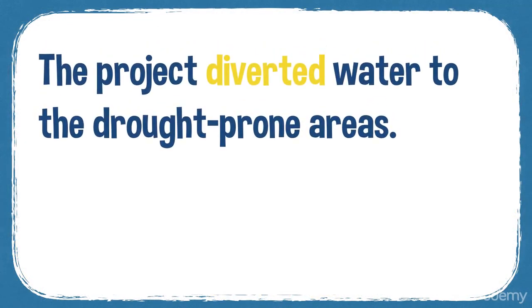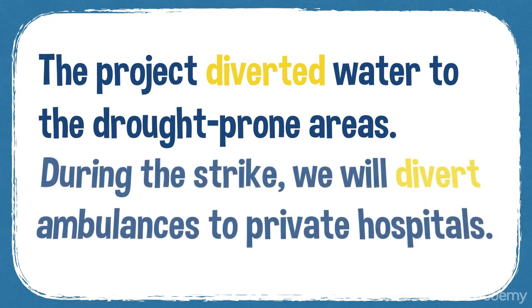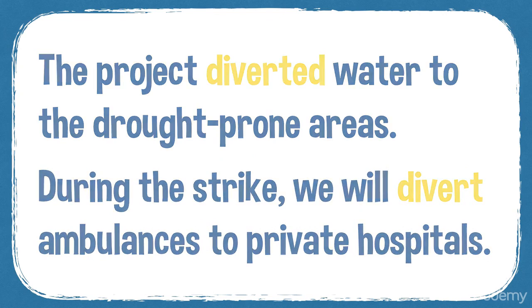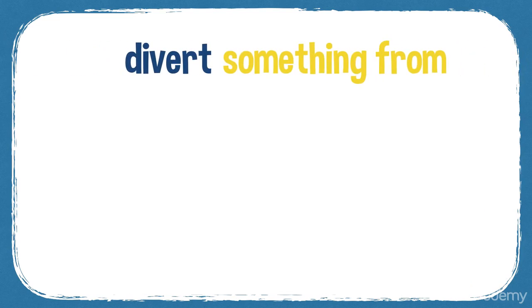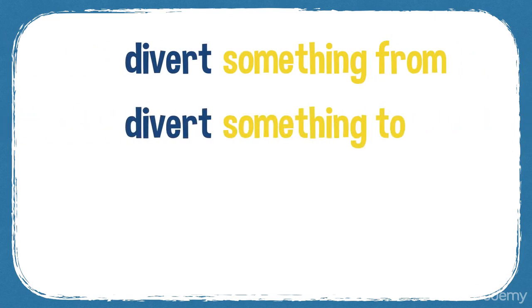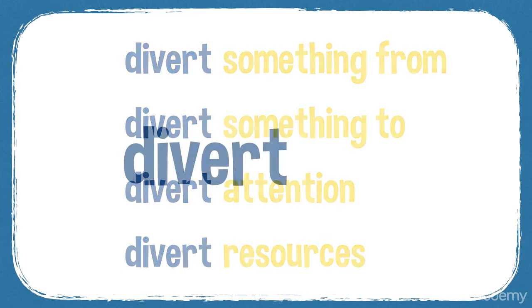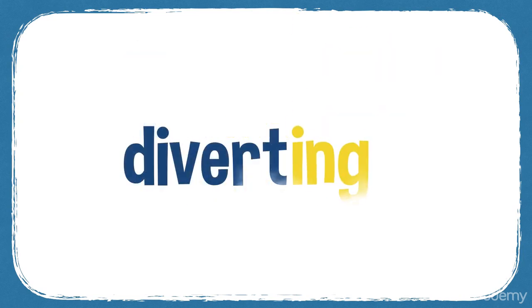Here's some more examples. The project diverted water to the drought-prone areas. During the strike, we will divert ambulances to private hospitals. So you can divert something from or divert something to. You can divert attention. We often divert people's attention. Divert resources. And as a verb, diverts, diverting, diverted. And the noun form, watch what happens to the T. It goes away, diversion. Diversion uses an S.